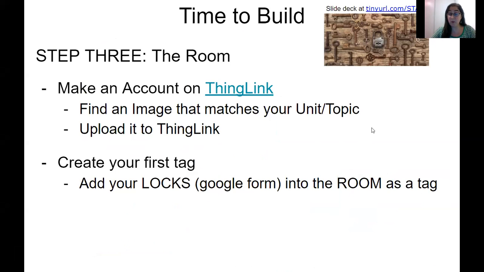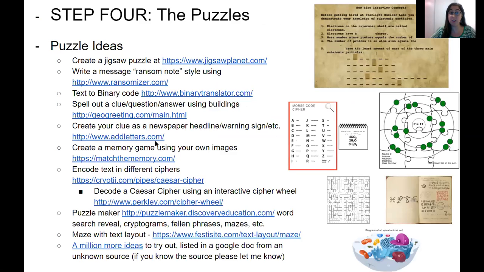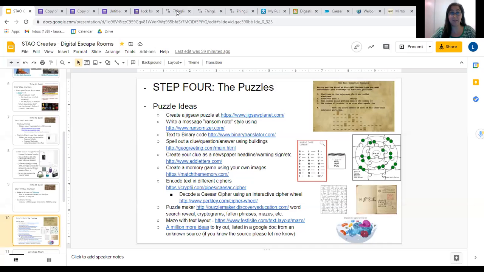So step 3, once you've got your story and your locks, is to create the actual room that your puzzles will be in. And to do this, you want to use ThingLink. So you can go to thinglink.com and create a free teacher account. And from here, you can create a room, which is going to host all of your puzzles. So let me take you through that.